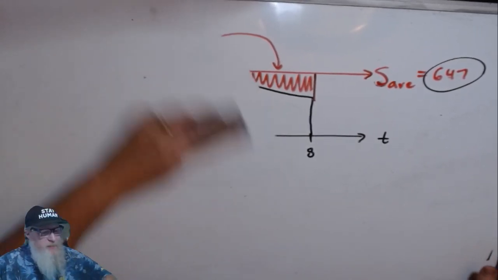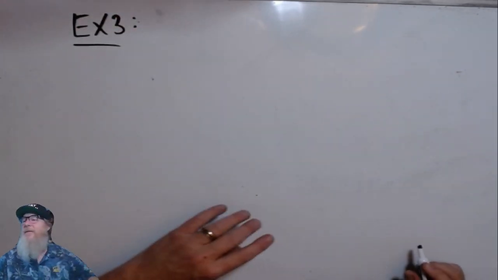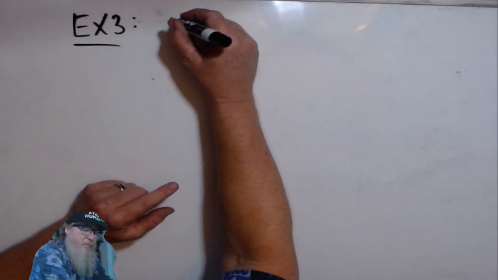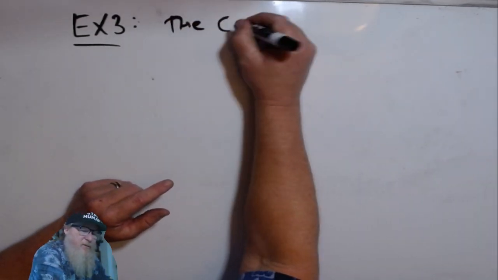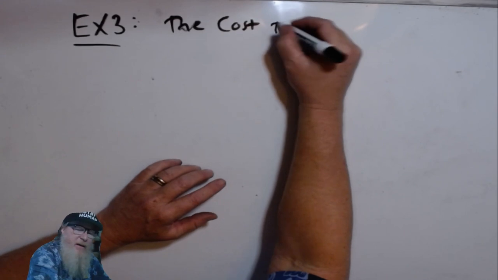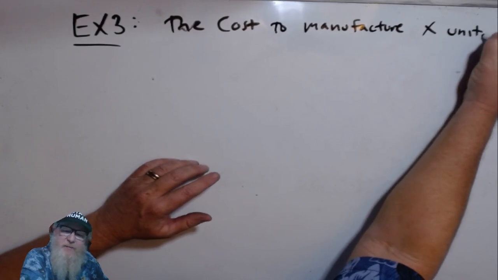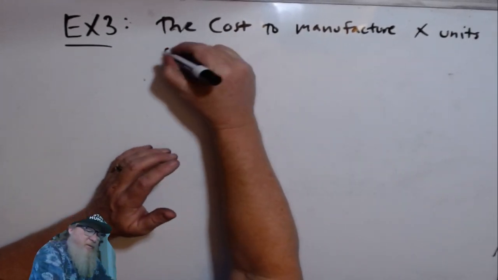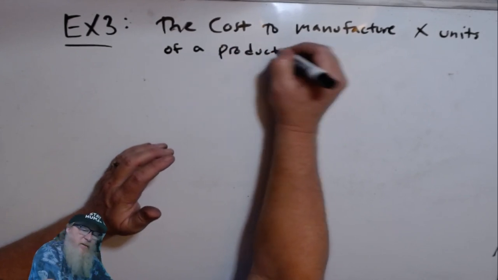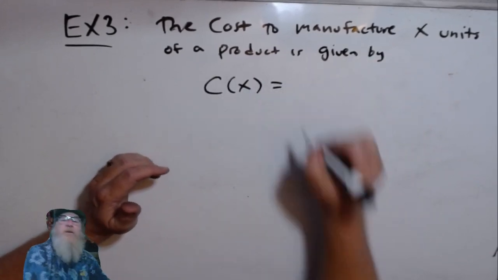That's enough about sales. So you got to sell stuff, but you got to buy stuff too, right? So next we're going to talk about cost. And this is where it really gets fun. The cost to manufacture X units of a particular product, I don't care what it is, given by a C of X function, a cost function.